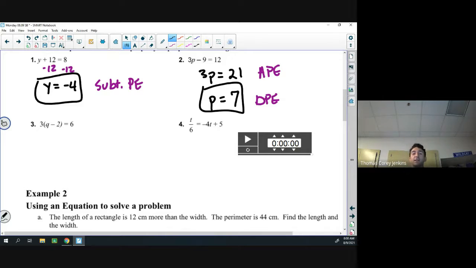All right. So let's see. Tori, what'd you get on number 3? What's Q equal to? Q equals 4 is correct. Very good.